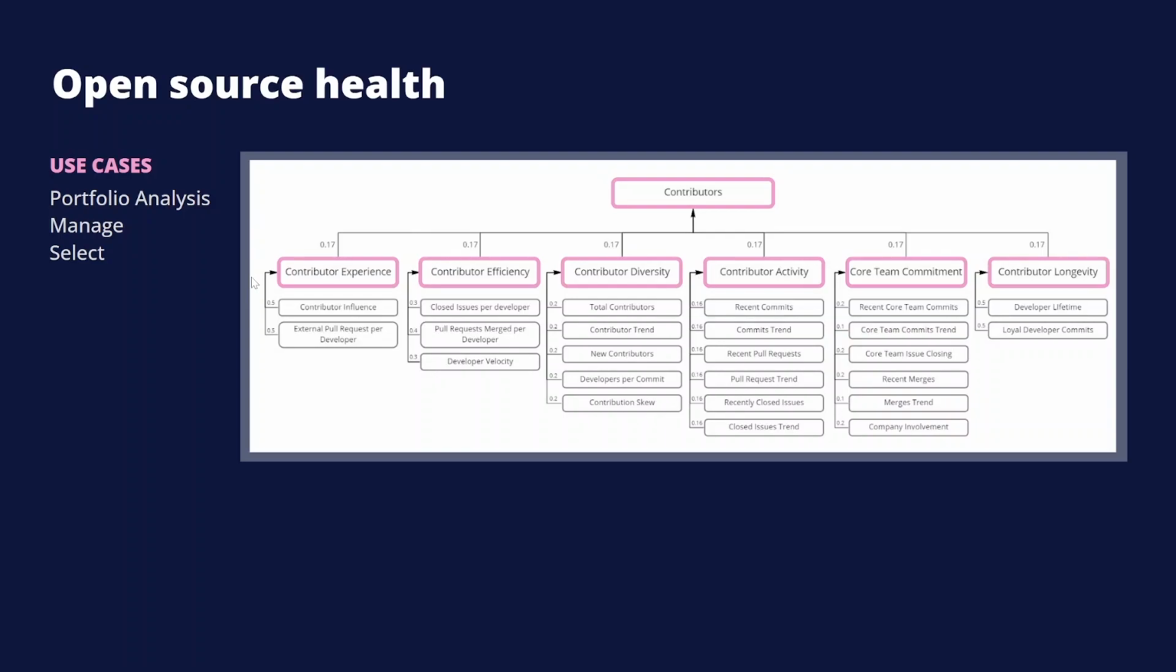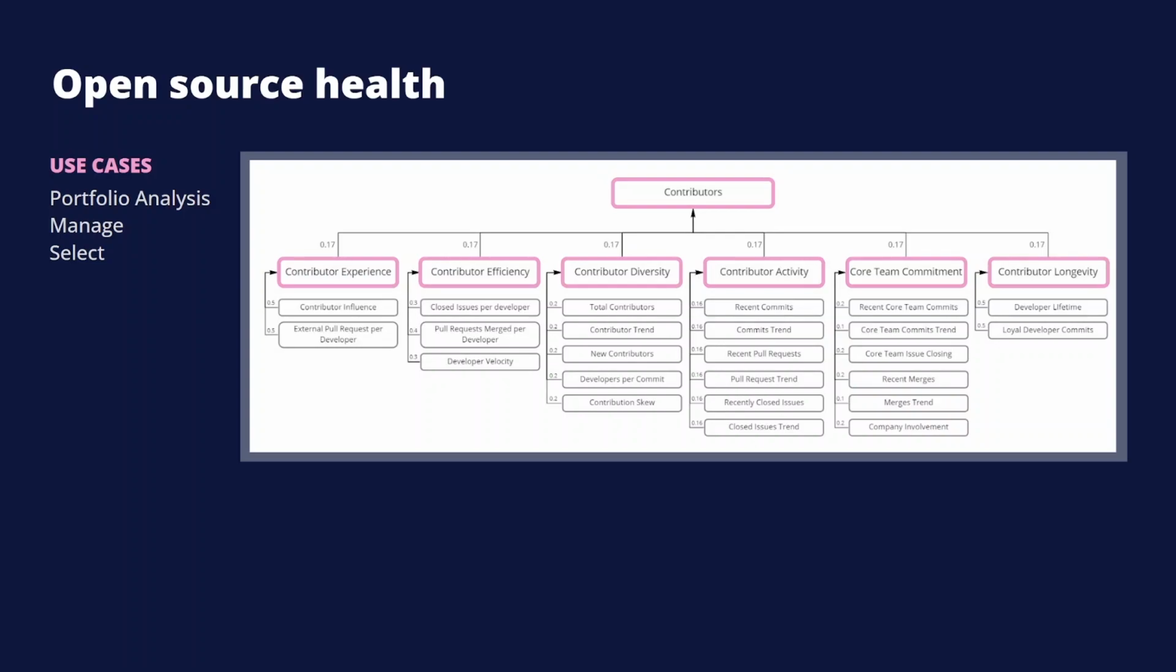Then you have the second level layer metrics. You can think about these as the questions that you need to ask in order to determine the top level metric. For example, for contributors, we ask how experienced are the contributors? How efficient are they? Is it a diverse community of multiple contributors, or is it one guy maintaining this project? How active are the contributors? Is there a core team that is committed to the project? And do contributors stay with the project for a long time, or do they do one commit and then leave?